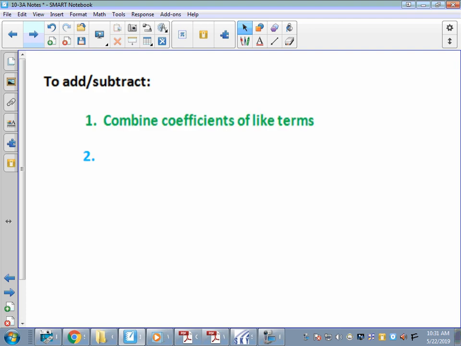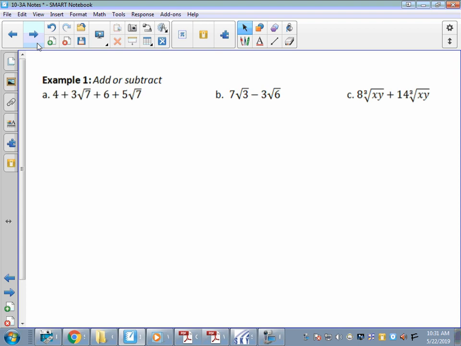The first thing we're going to do is combine the coefficients of like terms. If you have like terms, you can combine those coefficients by adding or subtracting those, and then leave the radical and radicand alone. Don't touch it. Don't do anything with it. Don't add those up. A lot of people make that mistake. They add what's underneath the square root. Don't do that. So let's fire away at some examples here.